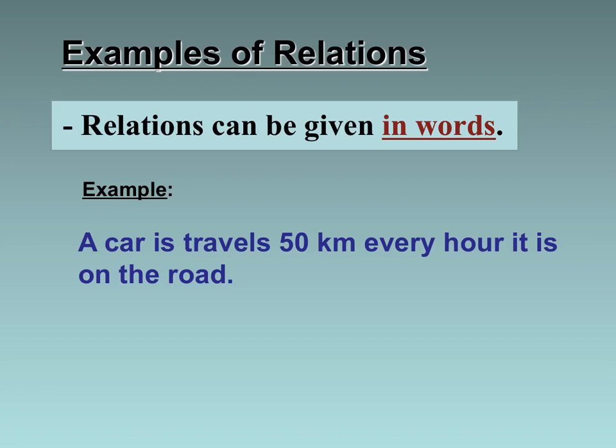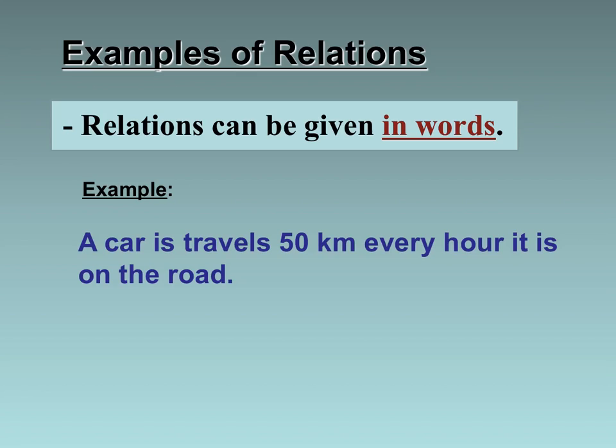That can't be a variable. You're right. 50 kilometers here isn't the variable. And it's important to recognize that the kilometers here is not the variable. What is a variable is the number of hours that the car is on the road and the total number of kilometers that it travels. So the 50 isn't a variable.